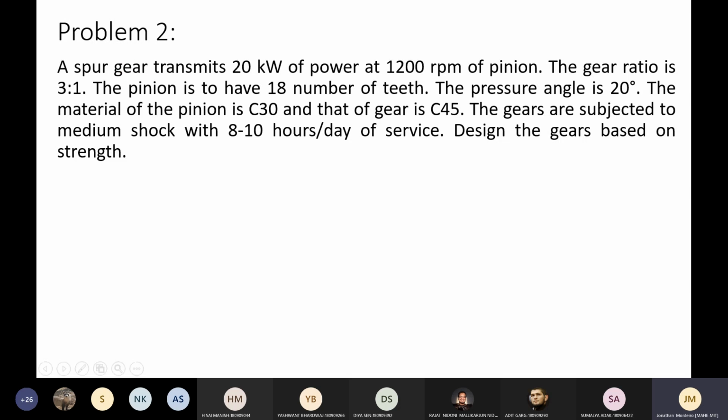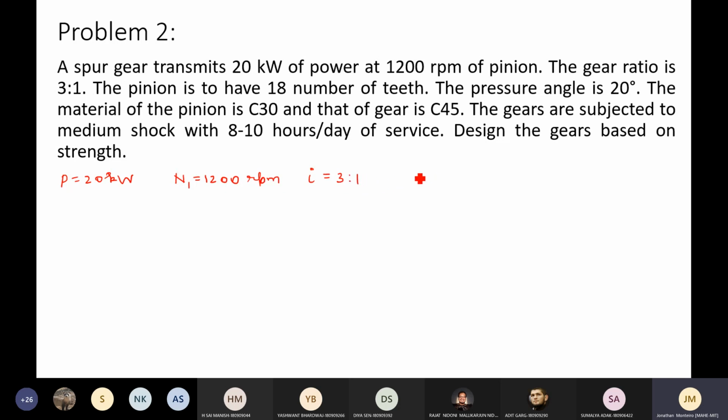Okay, so let us go through the definition of the problem. We have a spur gear combination. A spur gear transmits 20 kilowatts of power. I'll directly write the data given. P is 20 kilowatts at 1200 RPM of the pinion, so the pinion RPM N1 is 1200. Gear ratio is 3:1, so i is 3. Or you can write 3 is to 1, fine.